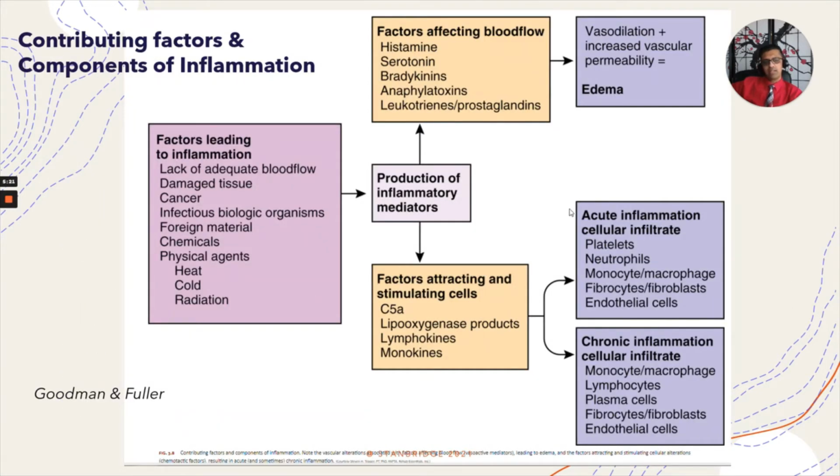So if you look at this diagram right here, it seems a little overwhelming, but it really isn't. Contributing factors and components of inflammation. Factors leading to inflammation: lack of adequate blood flow, damaged tissue, cancer, infectious biological organism, foreign material, chemicals, physical agents, heat, cold, radiation. So these are the factors leading to inflammation. Then production of inflammatory mediators. This is what causes inflammation.